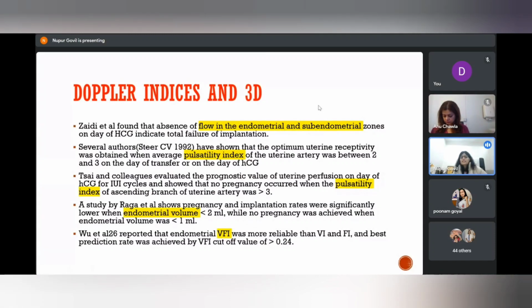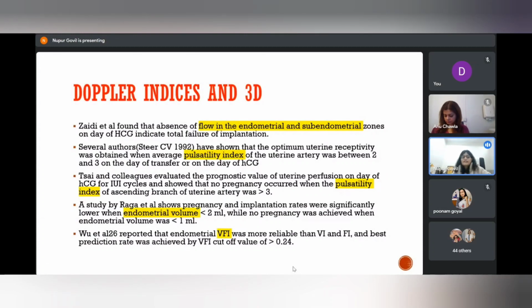Then there are Doppler indices. This has been used in several studies where it has been shown that endometrial and subendometrial flow, uterine artery PI, and more advanced 3D indices like VI, FI, VFI, that is vascularization index, flow index, and vascularization flow index, are useful. Different cutoffs have been taken in different studies. There is a lot of heterogeneity between the multiple studies which have been done. But because it is non-invasive, or we can say minimally invasive, ultrasound is the most patient-favorable test, and studies have shown that if there is decreased endometrial flow, it can negatively affect implantation. So we can work on that.